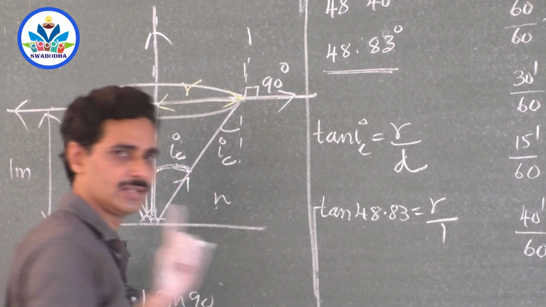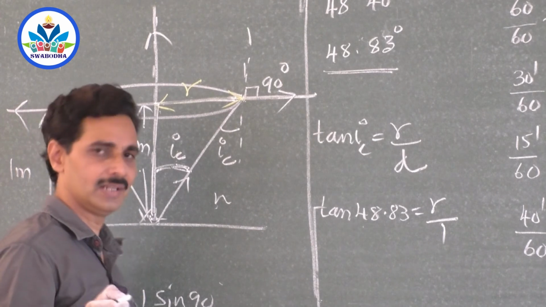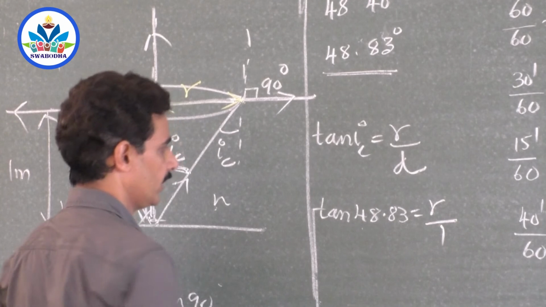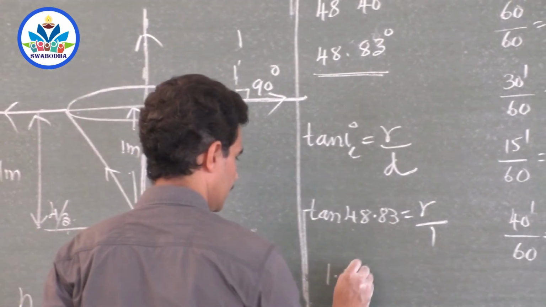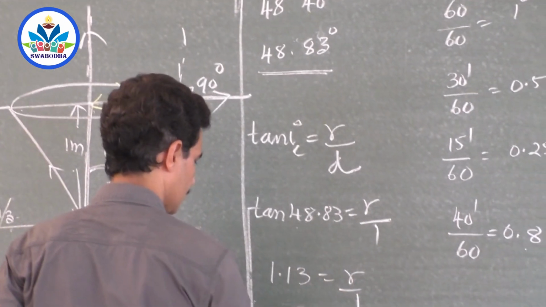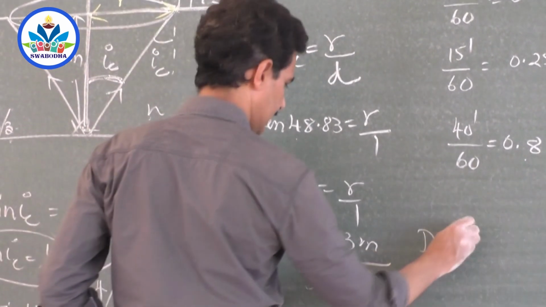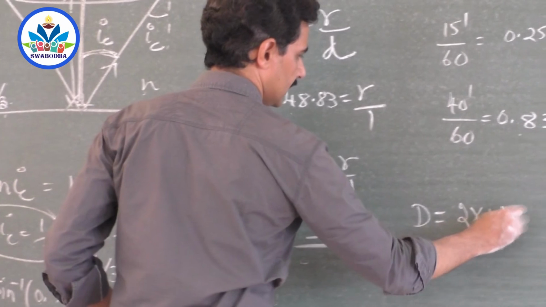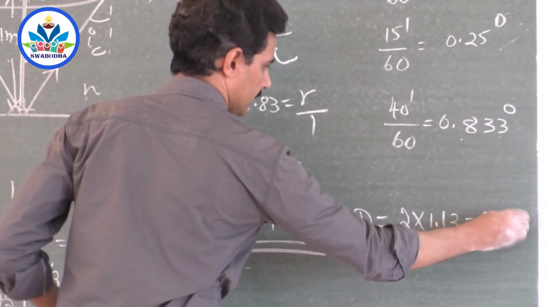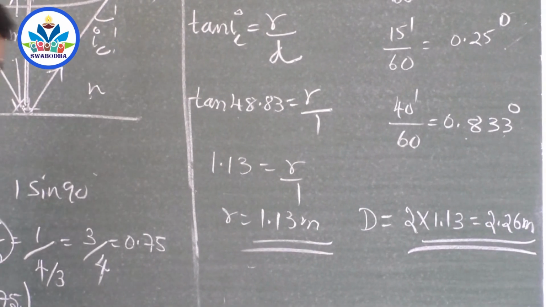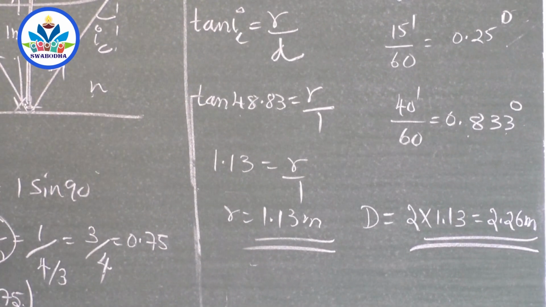Tan 45 degrees is 1, correct? If tan 45 degrees is 1, tan 48 will be just more than 1. It is 1.13. 1.13 is equal to r by 1. So r is equal to 1.13 meter. So what is the diameter? Diameter is double this, 1.13, that is equal to 2.26 meters. This is the answer. So that is the diameter of the circular patch.